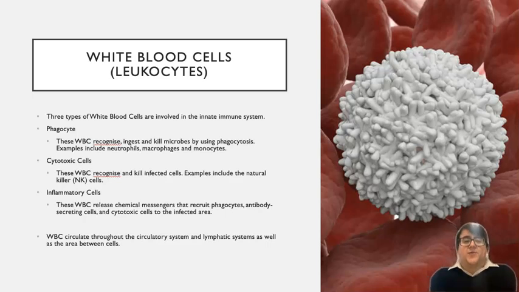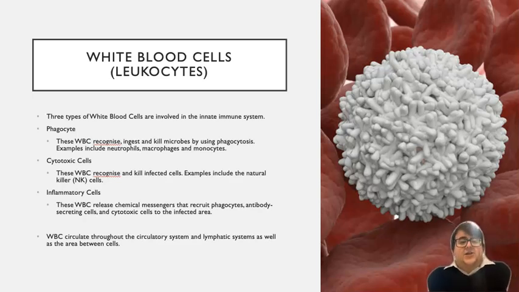So, starting off by talking about white blood cells, also called leukocytes. White blood cells are involved in our innate immune system, as we just said. There's three different types we need to know about: phagocytes, cytotoxic cells, and inflammatory cells. Phagocytes are white blood cells that recognize, ingest, and kill microbes. Phage meaning almost to eat, or phagocytosis, cell eating. Lots of different types of phagocytes in the body, including neutrophils, macrophages, and monocytes.